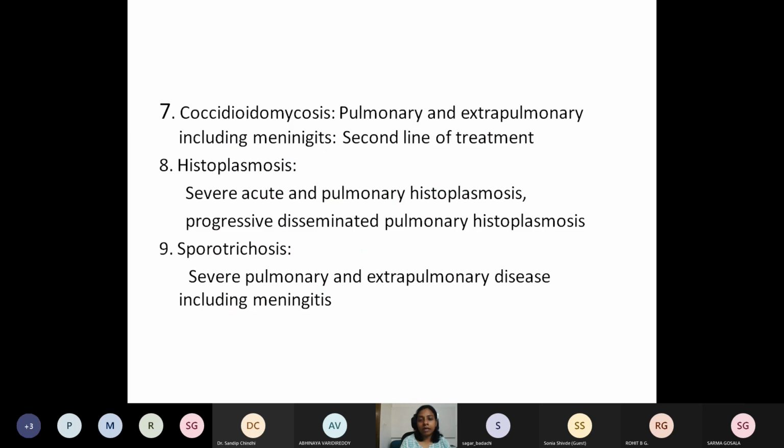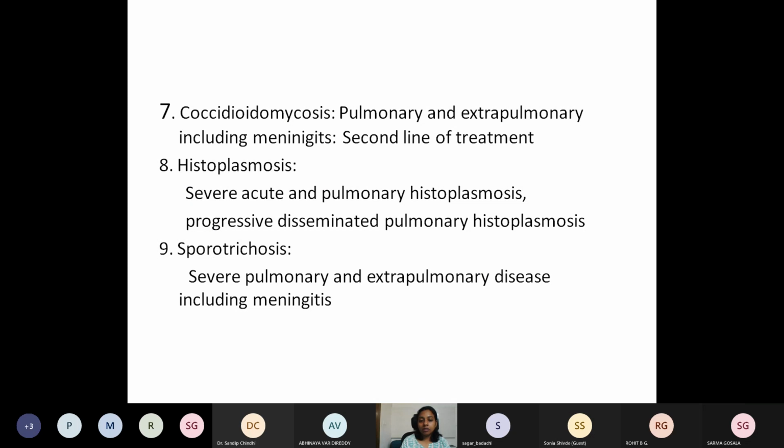Coccidioidomycosis, pulmonary and extrapulmonary: again, it could be the second line of treatment, but it is considered very effective, especially for meningitis. Histoplasmosis, again, when there is severe acute pulmonary histoplasmosis or progressive disseminated infection. Sporotrichosis, again, it is a second line, but for life-threatening, severe pulmonary and extrapulmonary disease, including meningitis.